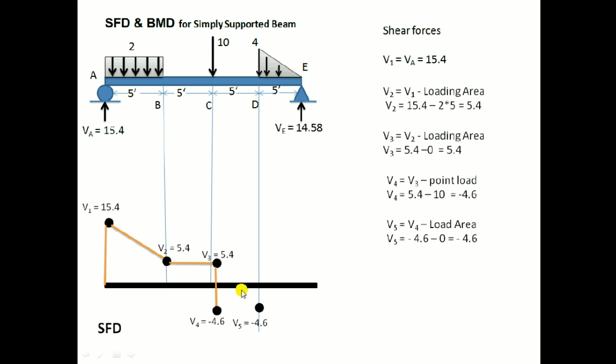And here V5, there is no load acting between C and D, so shear force is the same between C and D. This is V6, equal to V5 minus loading area. The loading area is this UVL area, which is equal to 4 into 5 into 1 into 0.5. This is the UVL area, the area of this triangle. This is V6, minus 14.5.